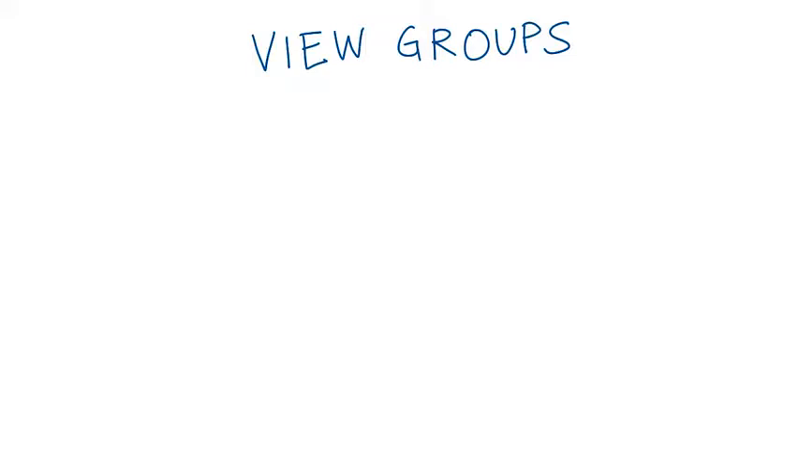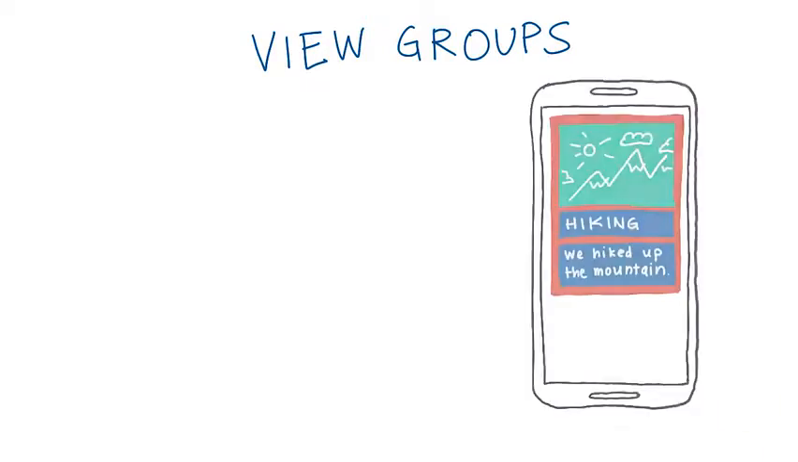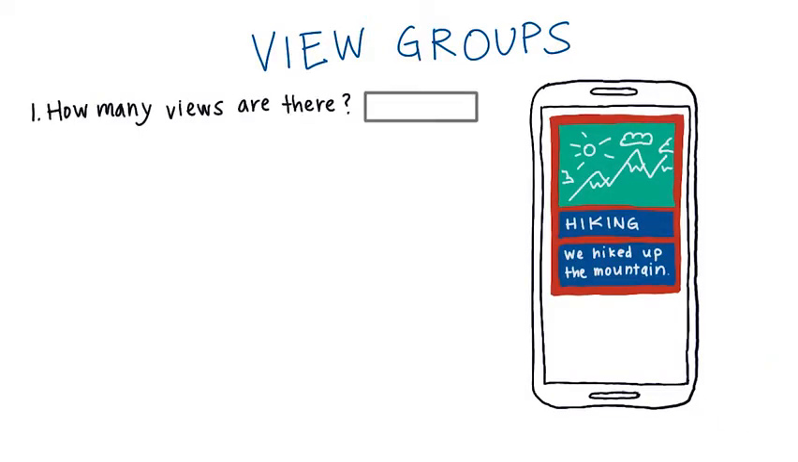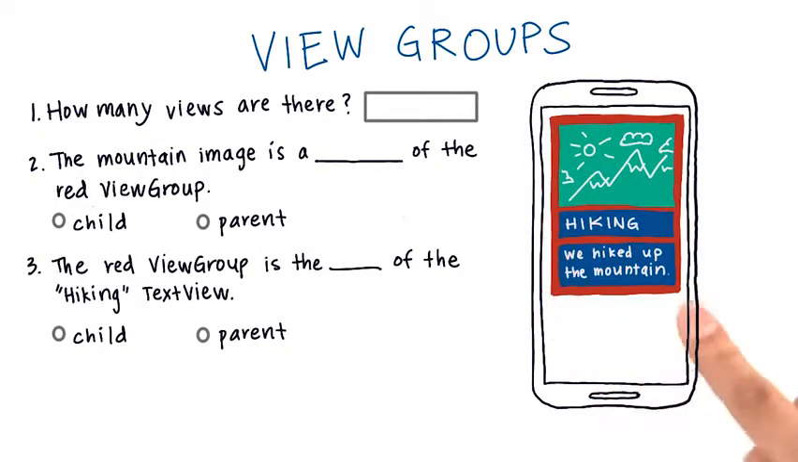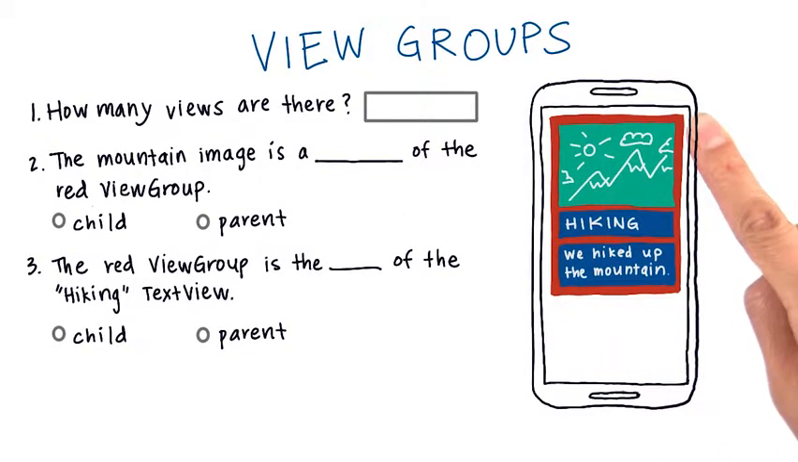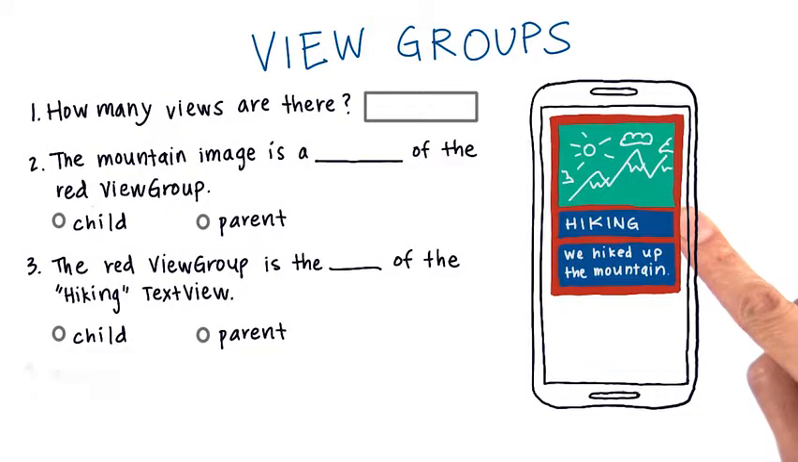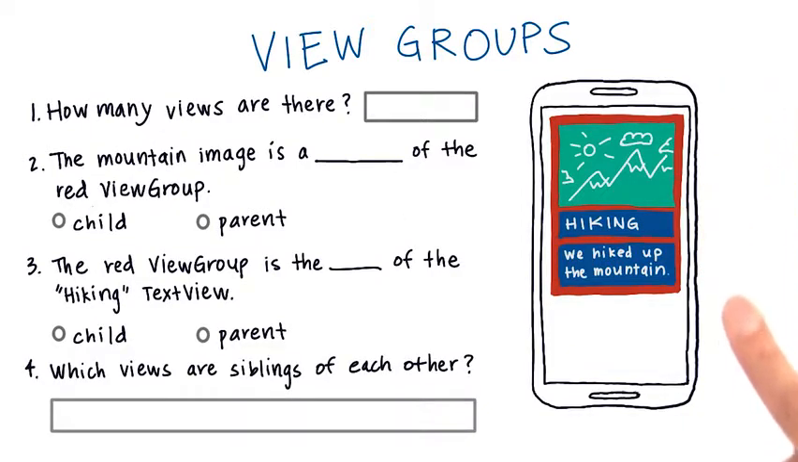We're going to talk about view groups in more detail in this lesson, but to make sure that you've understood what we've covered so far, please answer these questions. For the screenshot on this device, can you tell me how many views there are? Number 2, for the mountain image, is it a child or a parent of the red view group? Number 3, is the red view group a child or a parent of the hiking text view? Number 4, which of these views are siblings of each other? And you can just list them here.